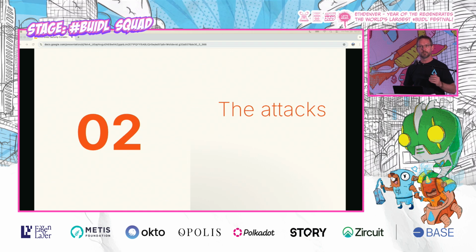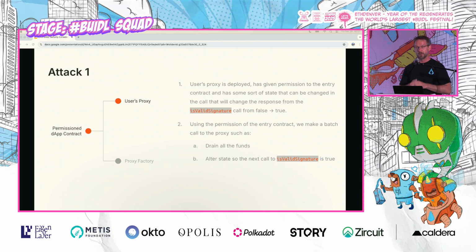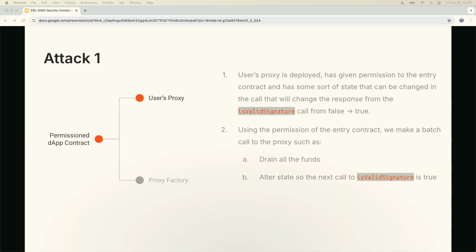All right, so let's look at the two attacks for this. For the first one, we're going to make a couple of assumptions. In this case, the user's proxy is already deployed and has the DApp set up with permissions. The user's proxy has some sort of state in it that can be changed by the DApp that will make the signature initially invalid and then later be valid. So we have some sort of state toggle.